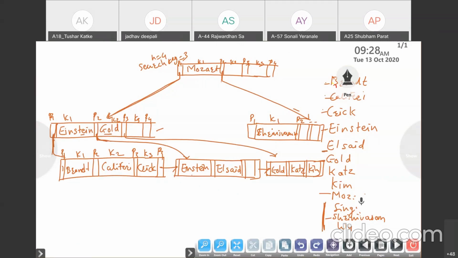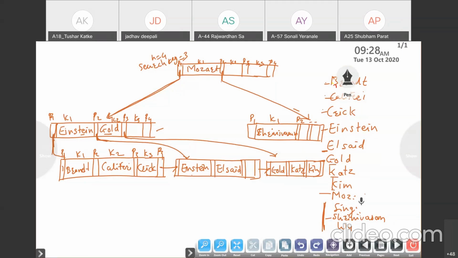After that, Gold, there is a pointer P3 which points to the records which are greater than or equal to Gold and less than Mozart. So here greater than or equal to Gold and less than Mozart, which are these? Gold, Katz and Kim. So we use here Gold, Katz and Kim.